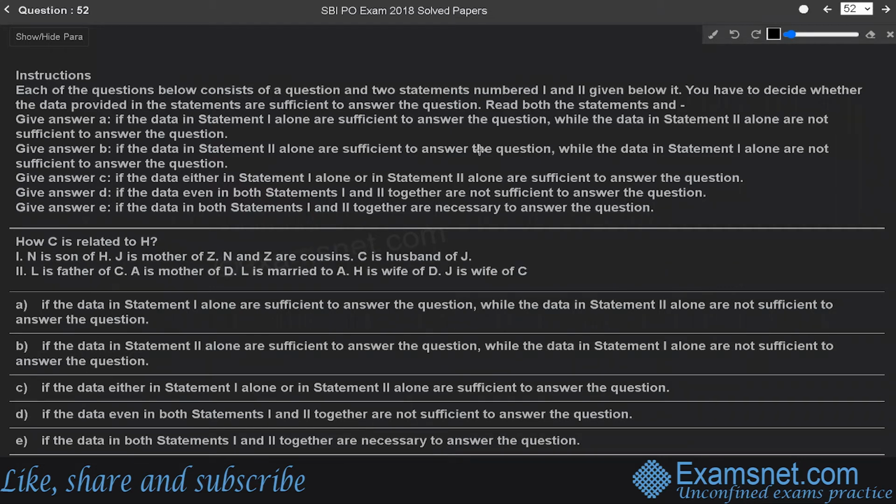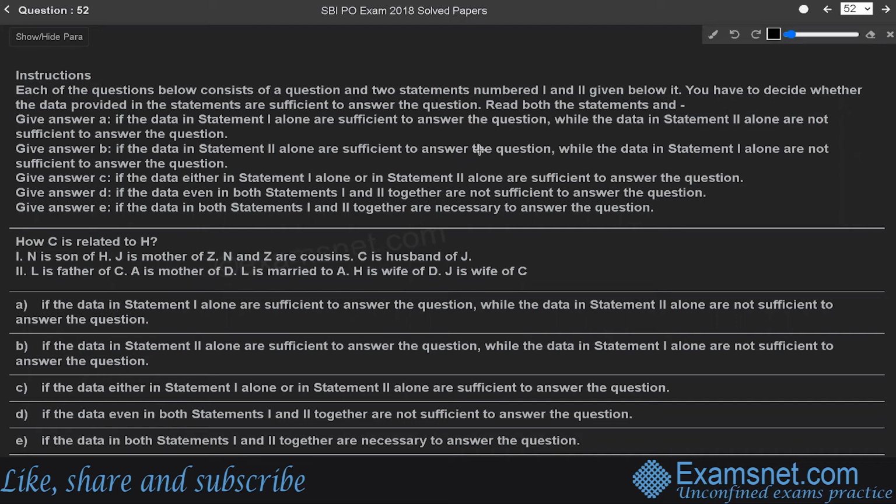Moving on to the next question. Here the question is how C is related to H. And the statements are: N is son of H, J is mother of Z, N and Z are cousins, C is husband of J. Second statement is: L is father of C, A is mother of D, L is married to A, H is wife of D, and J is wife of C.